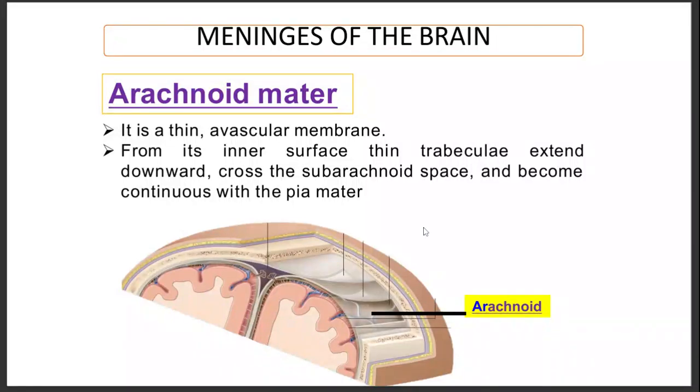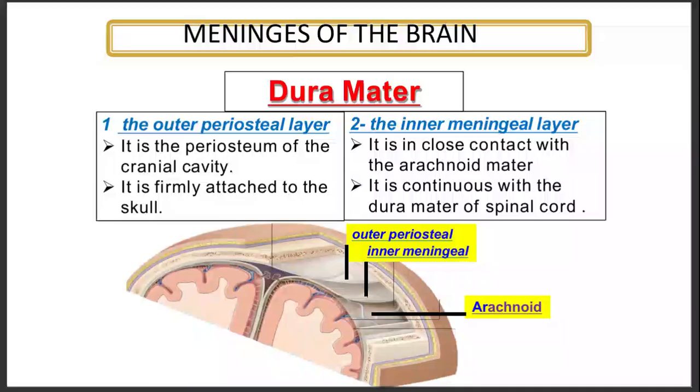Arachnoid mater is avascular, it doesn't have any blood supply. From its inner surface, thin trabeculae extend down, cross the subarachnoid space, and become continuous with the pia mater. So you can see this layer that has been pointed at here. It has thin trabeculae, thin things that go out to hold it with a layer that is down, which is the pia mater.